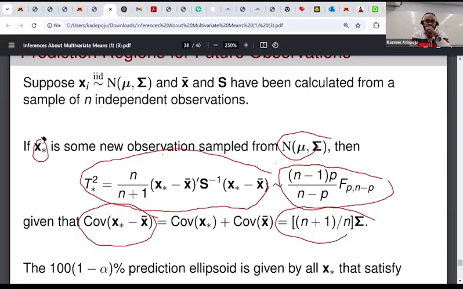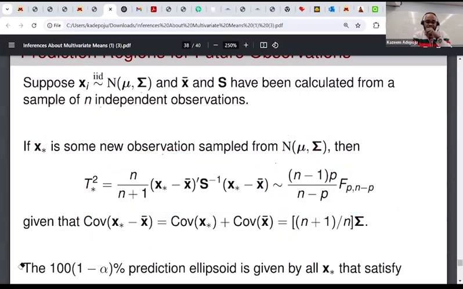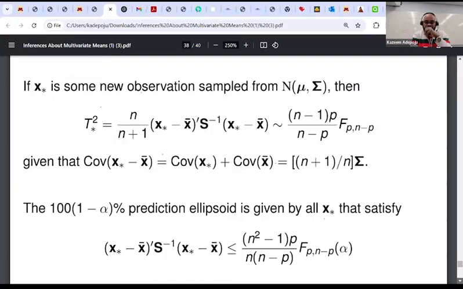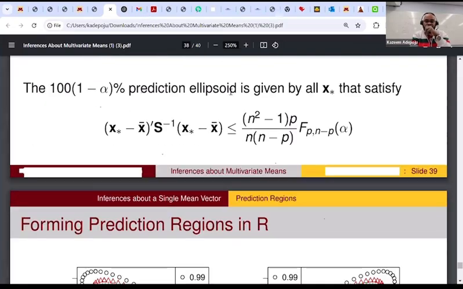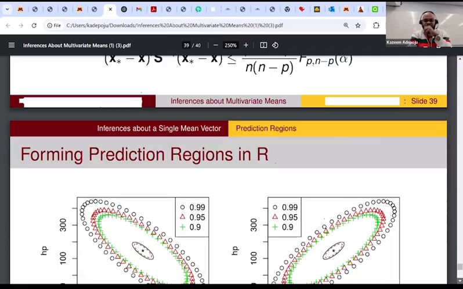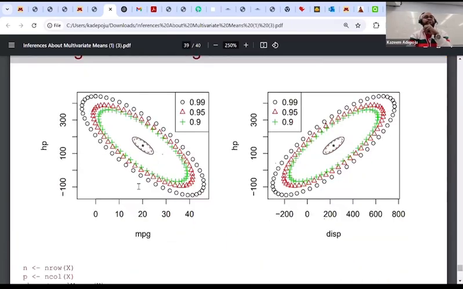Now, I've shown you that, and we have a code. Give me one second. Okay, now the 100(1 minus alpha) percent prediction ellipse is given by this. So we really want to see the region where the future values are going to lie.